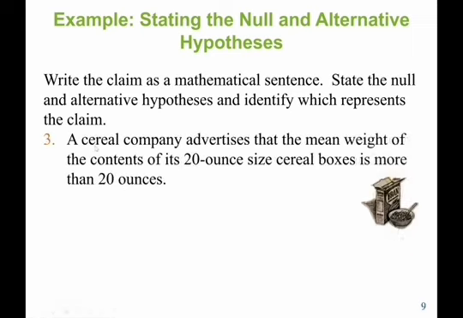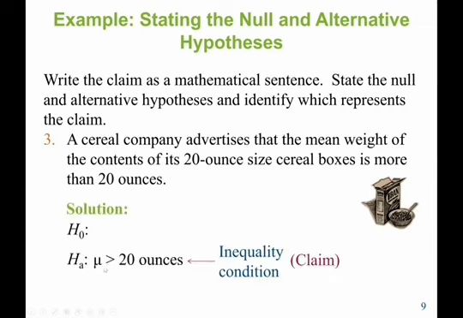Now, another example here said a cereal company advertises that the mean weight of the content of its 20-ounce size cereal boxes is more than 20 ounces. So it's more than 20 ounces. That will be again, HA will be mu is greater than 20 ounces. So it means H0 will be less than or equal to 20 ounces.